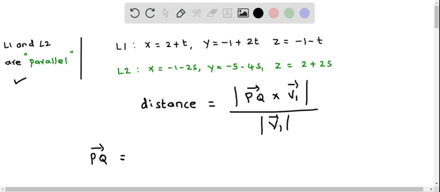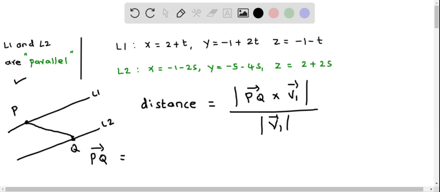Let me show this diagrammatically. Since we determined that lines L1 and L2 are parallel, we see that this is line L1 and this is line L2, and we consider a point on the line L1 as P, and then we consider another point on the line L2, that is the point Q, and then we connect these 2 points by a line or a vector. So this is our PQ vector. And we also consider a vector V1, which is in the direction of line L1, and we have to take the cross product, find its magnitude, and divide by the magnitude of the V1 vector.